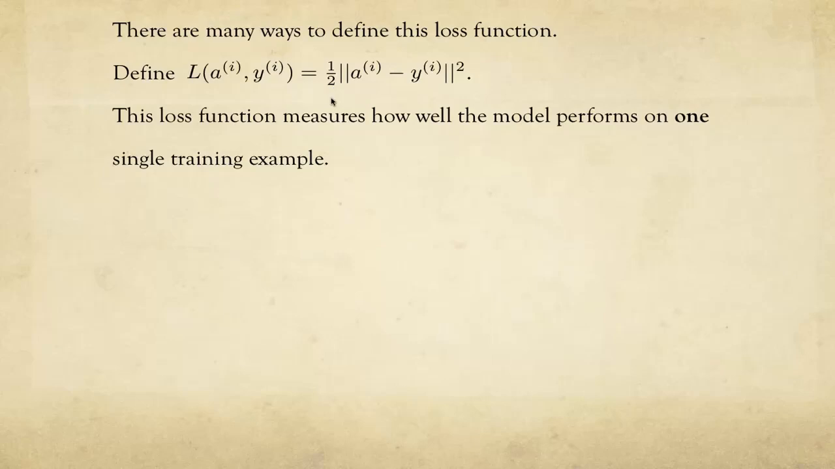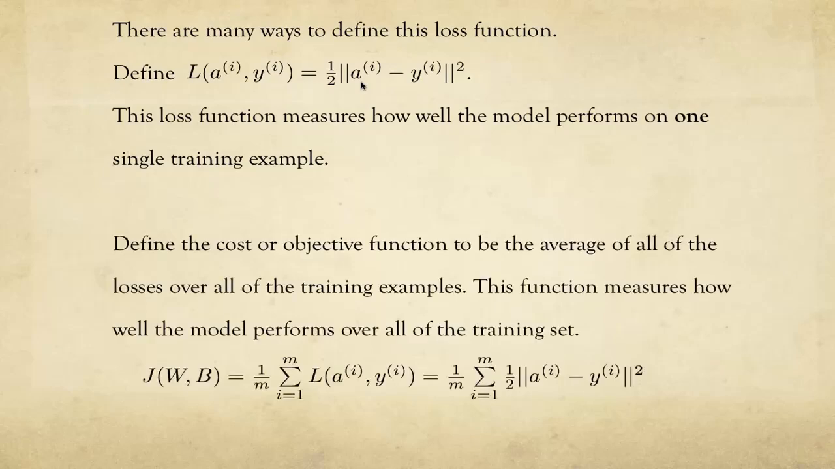I mean, this is just a constant, the 1/2. We don't really need it, but it will make things a little bit easier. So again, this is a measure of the error or the loss of one training example, how well our model performs on that one training example, the ith example. We now define the cost, or the objective function, to be the average of all the losses over all the training examples. And this function basically measures how well the model performs over the entire training set.